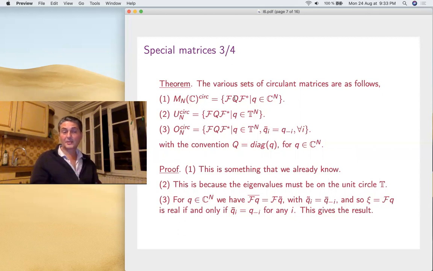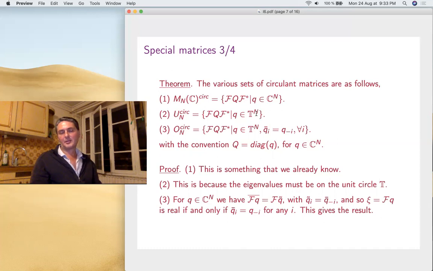Another point is that if you take unitary matrices, this can be read in Fourier. So Q must be, all the entries must be on the unit circle. Why this? Well, it's just clear. Because if you want to pass from here to here, you have to assume that the matrix is unitary, which means that the eigenvalues must be on the unit circle. So here is your condition.